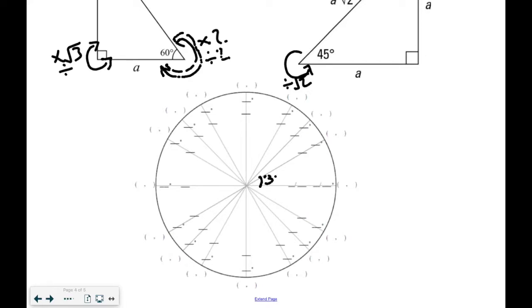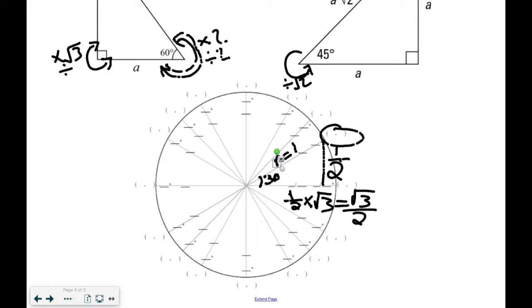So we know that this is 30 degrees in the unit circle. And we also know, given that this is a unit circle, that the radius equals 1. So, using the 30, 60, 90 triangle theorem, the short side is going to be half. So we take 1/2 and we multiply it by root 3 to get root 3 over 2. So now we know the coordinate to be 1/2 comma root 3 over 2.